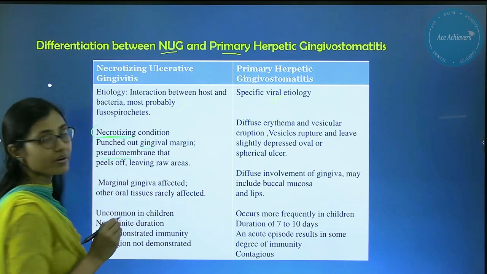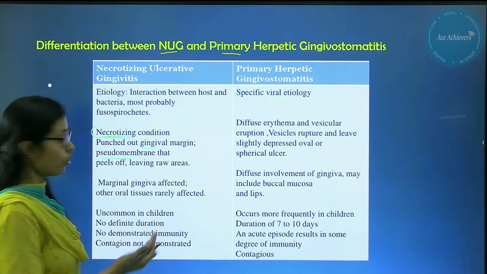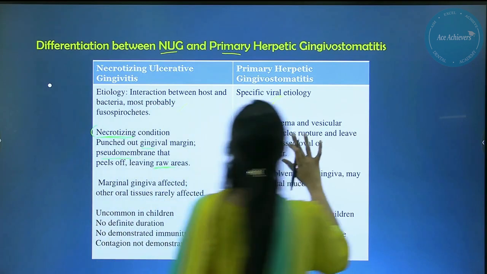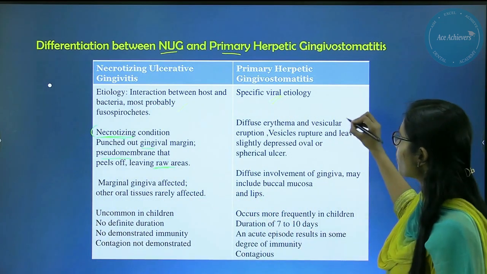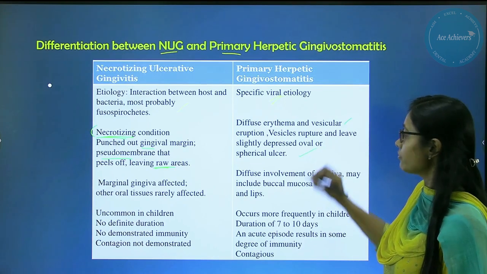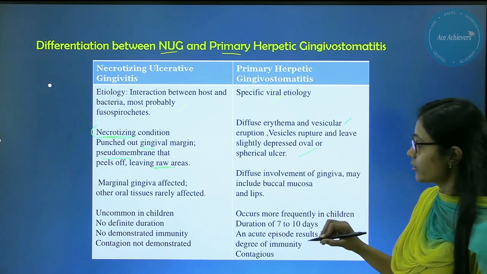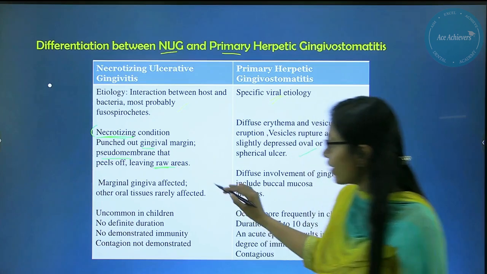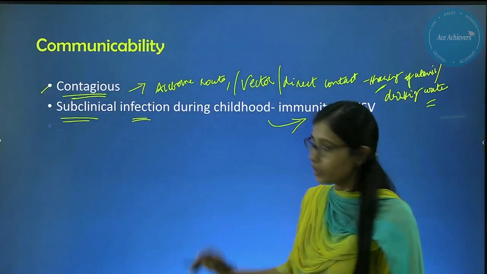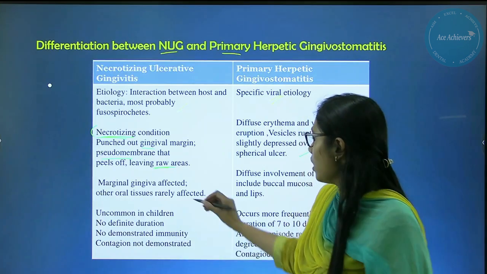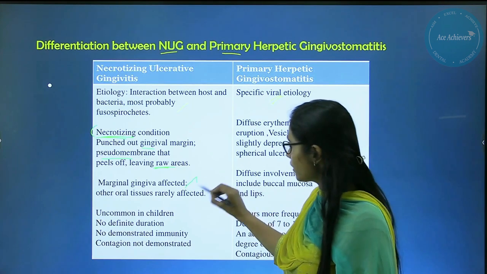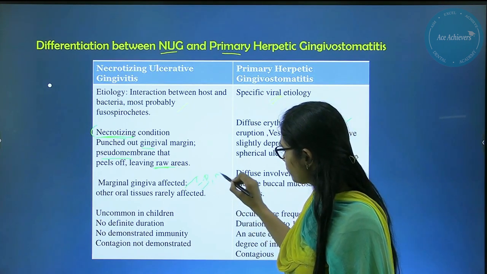There is going to be a pseudomembranous slough. When it is peeled off, it leaves raw erythematous areas. The clinical presentation is more of vesicular eruptions, with some slightly depressed oval or spherical ulcerations. Where the condition presents, the marginal gingiva is affected, and other oral tissues are rarely affected. It usually affects the interdental papilla and the marginal gingiva.